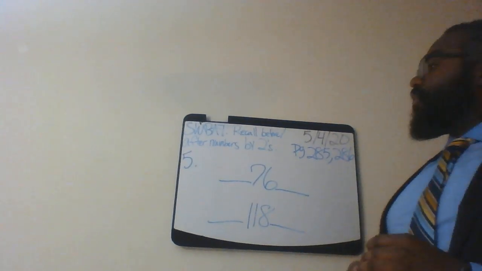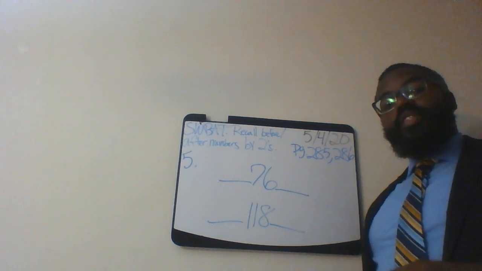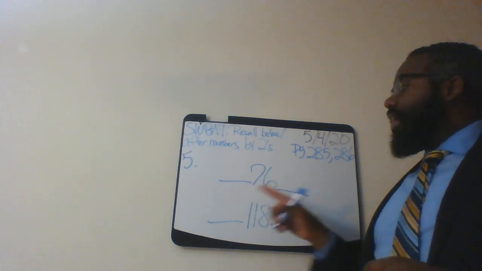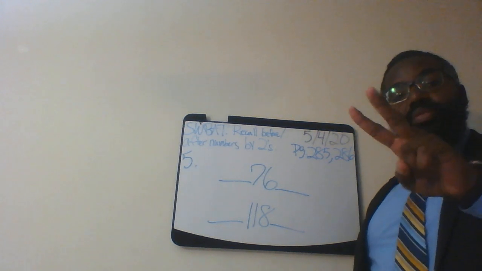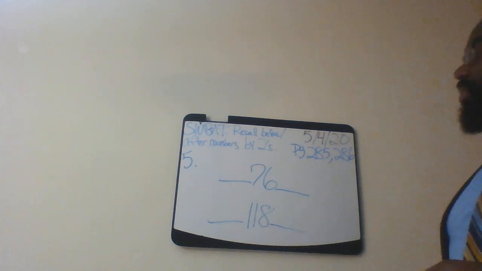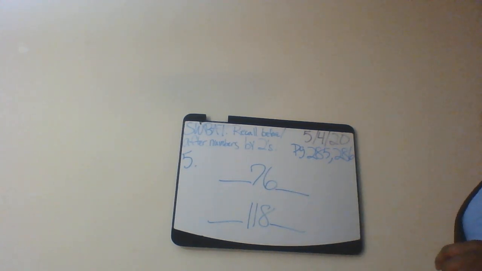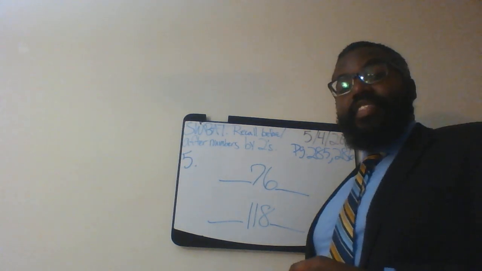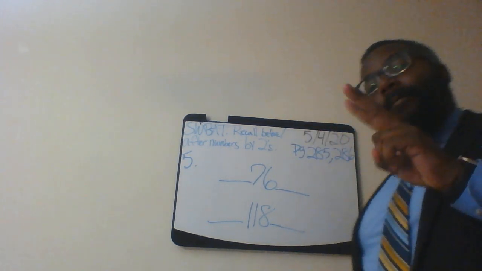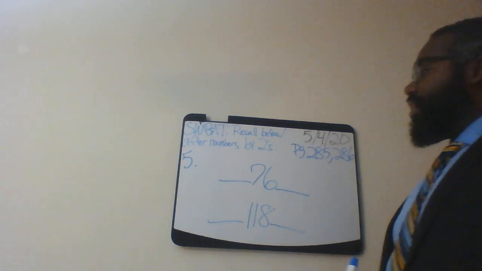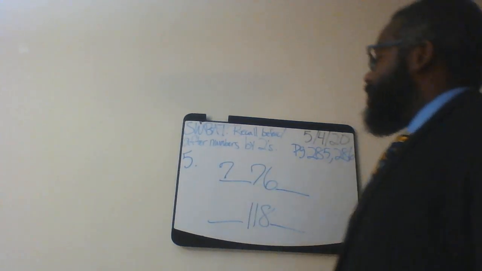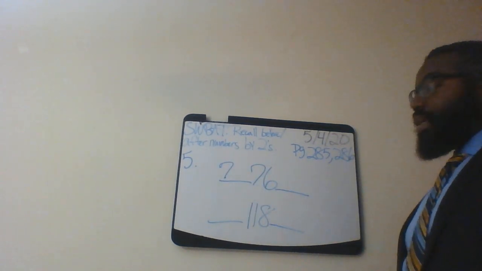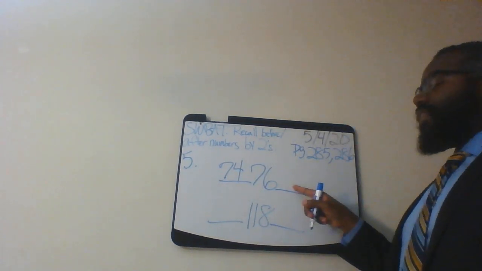And lastly, number 5, we're basically trying to write the numbers that come before and after by 2's. So here we have 76. Let's get started with 76. What number comes before 76 but by 2? 70 what? What number in the 70s family? 74. Awesome. So 74, 76, 78.